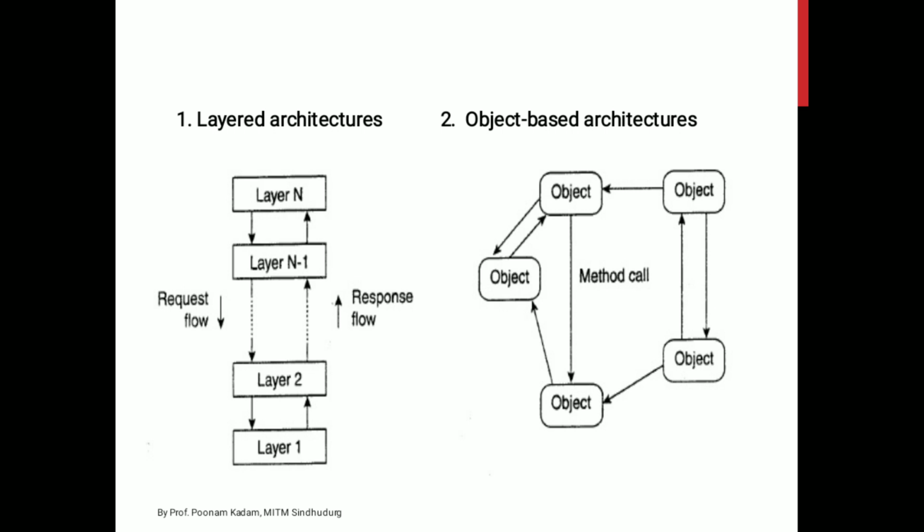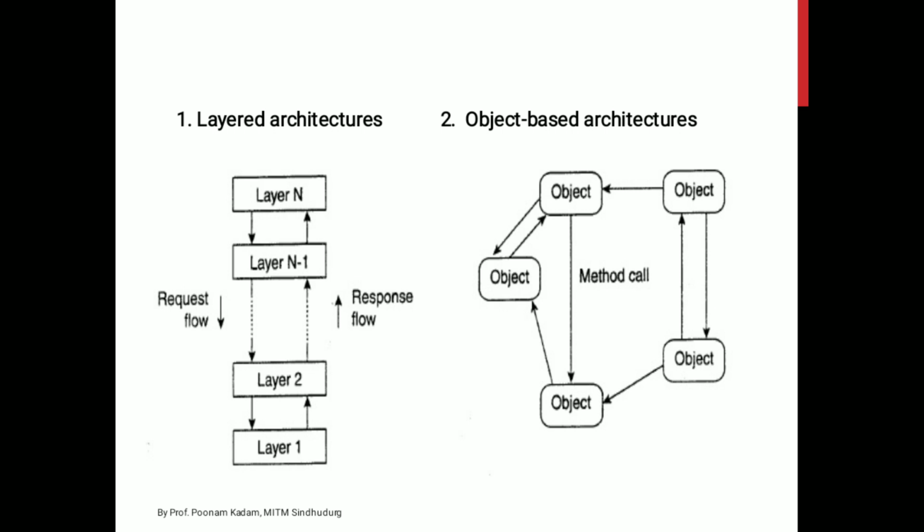The key observation in this architectural style is that control generally flows from layer to layer. Requests go down the hierarchy, and the result, or response, flows upward. You can see that a request flows downward in the layered architecture, and the response or result flows upward. This is about layered architecture.